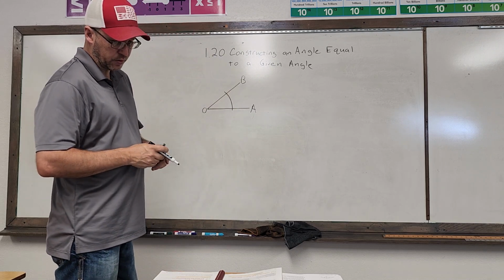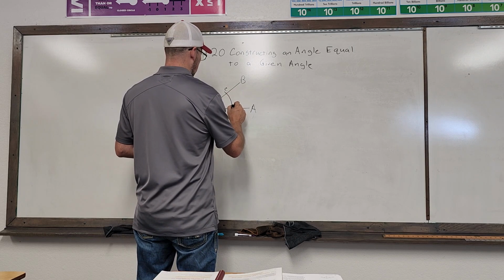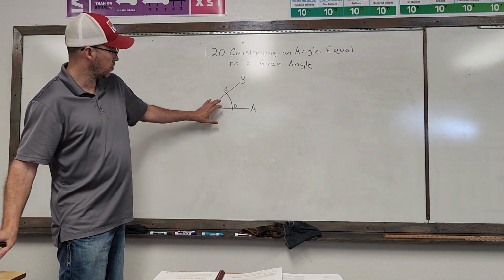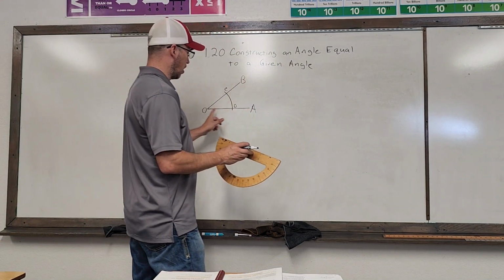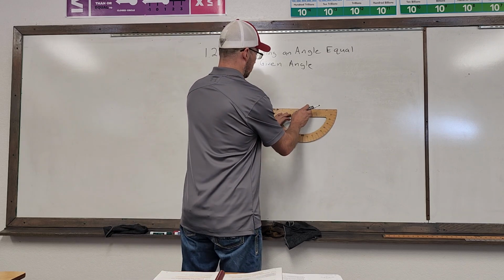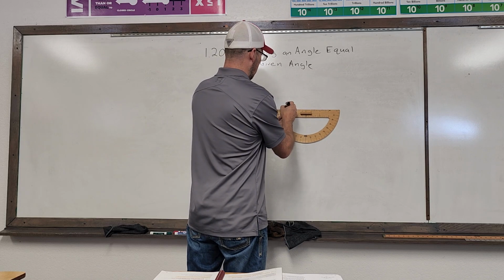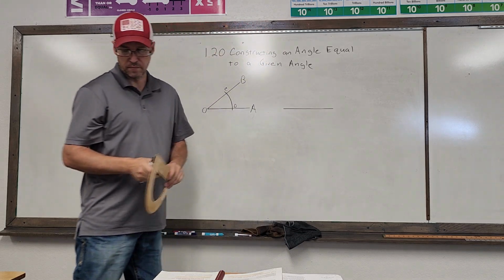Alright, and I'm going to label those intersections. We'll call this intersection C and this one D. Alright, so I want to make this angle again. I'm going to use a straight edge to make a line long enough to do it. So I need to extend beyond from O to D. That one's plenty long enough.